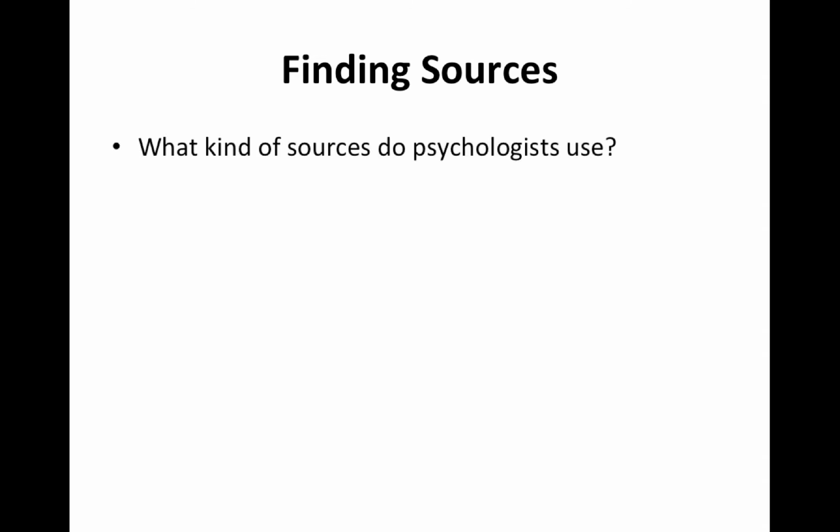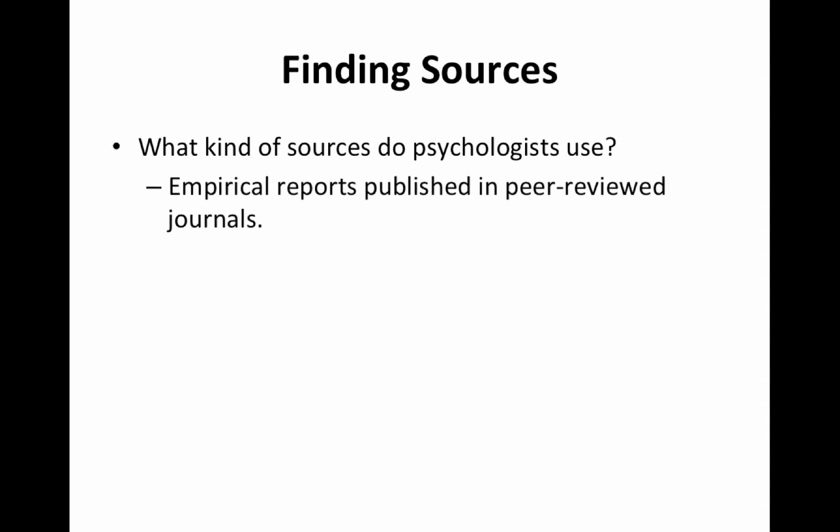Now let's think about the kinds of sources that are used by psychologists. Following the scientific method, you will find that psychologists rely upon empirical reports published in peer-reviewed journals. We'll look more carefully at the format of empirical articles in the next module, but for this activity, we're going to learn how to find those empirical articles.